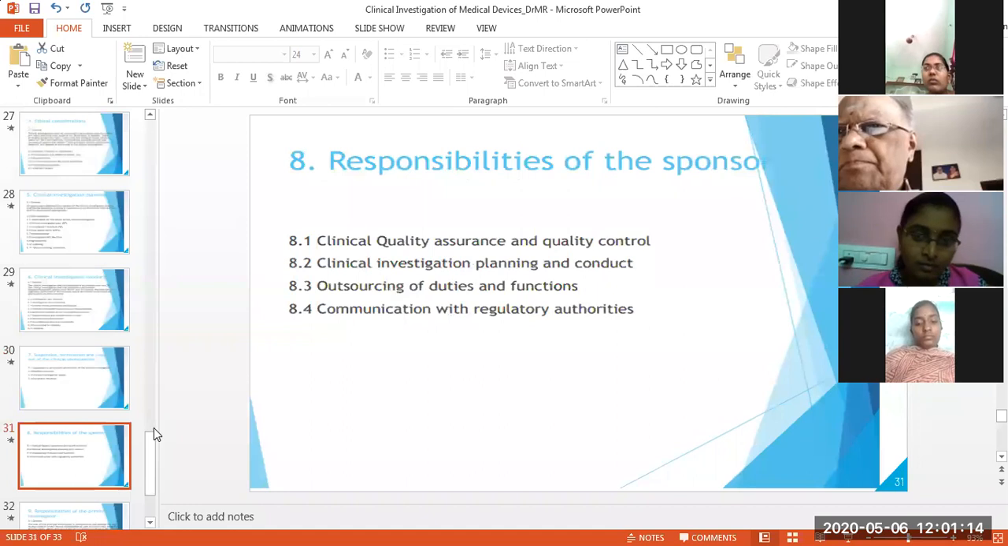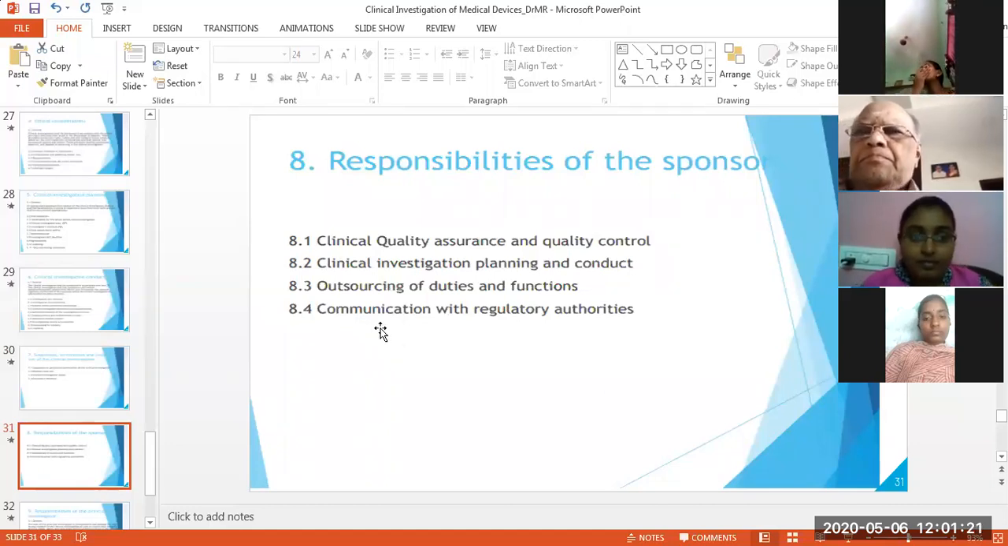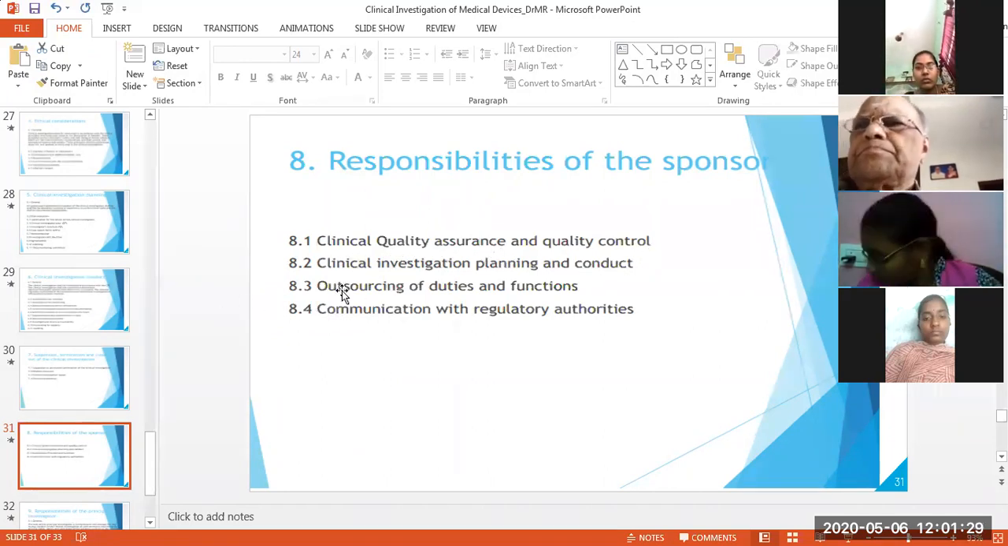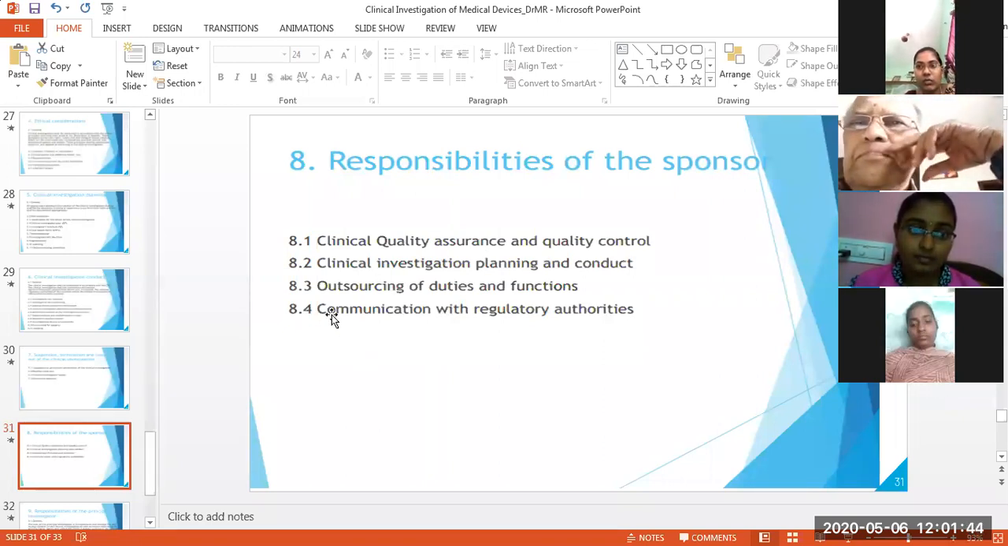A sponsor is a person who supports conducting the clinical investigation. Here it explains the responsibilities of those sponsors. It is again divided into 4 subchapters: clinical quality assurance and quality control, clinical investigation planning and conduct, outsourcing of duties and functions, and communication with the regulatory authorities. So all these are the different subchapters coming under the responsibilities of the sponsor. This chapter explains completely the different roles and responsibilities of the sponsor.